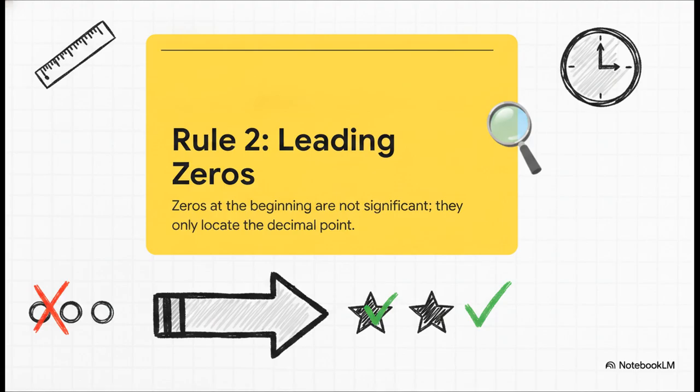Okay, Rule 2. Zeros at the very beginning of a number are not significant. They act only to locate the decimal point. Basically, you can think of leading zeros as simple placeholders that don't actually add any precision to the measurement itself. So in a value like 0.0834 centimeters, those first 2 leading zeros don't count at all. We only have 3 significant figures in this specific example.